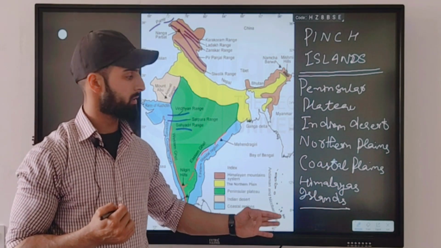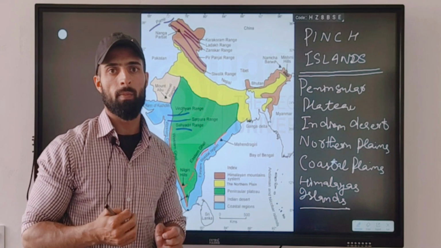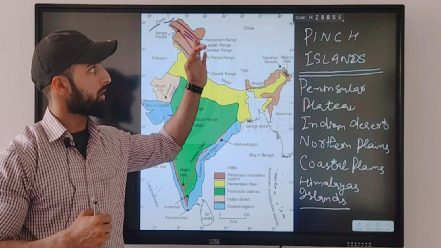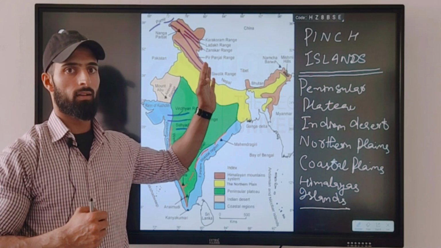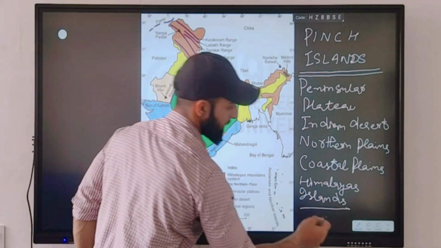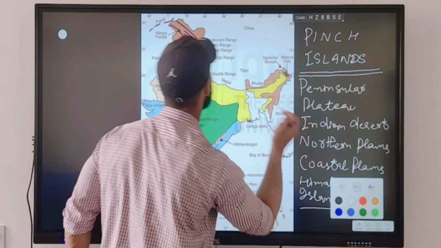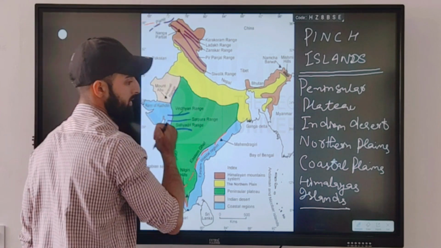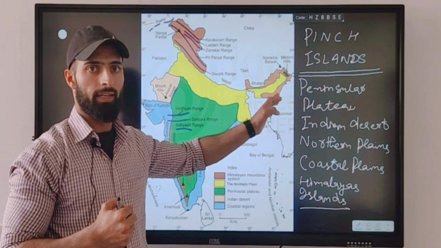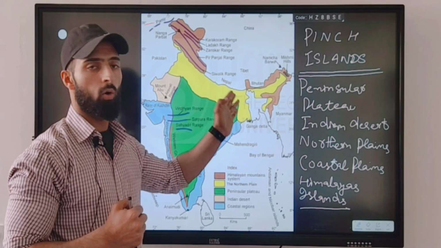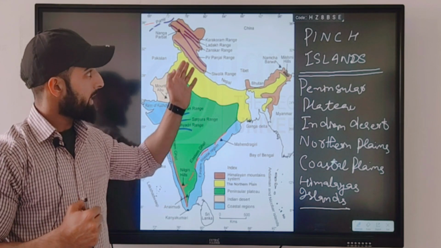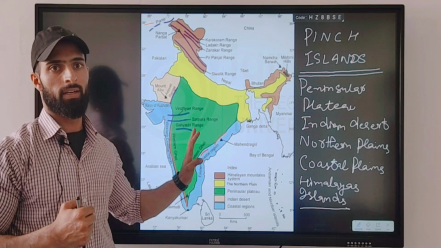Now we will start from Himalayas. Himalayas create a natural barrier in the northernmost part of India. They extend from Pamir Knot in Tajikistan and up to northeastern part of India. They extend over a length of 2,400 kilometers. They have been divided into different types.